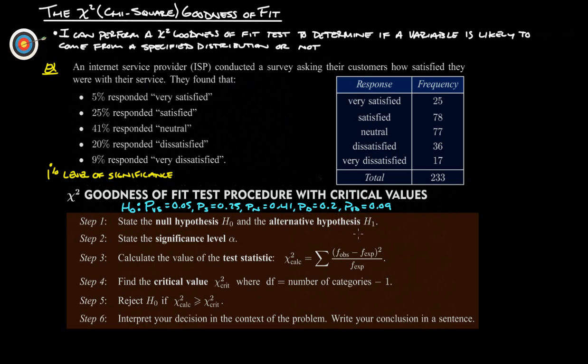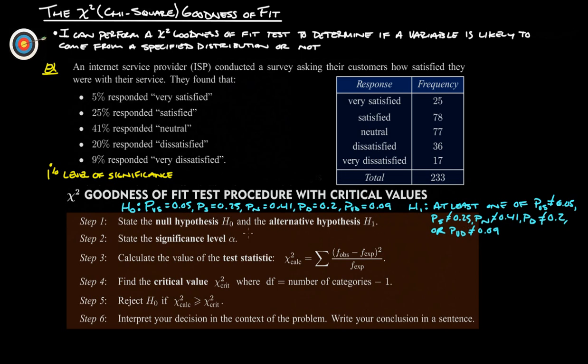Then our alternative hypothesis is that at least one of those percentages does not hold true. We can write it like this: at least one of the probability of very satisfied is not 5%, satisfied not 25%, neutral not 41%, dissatisfied not 20%, or very dissatisfied not 9%. That's the null and alternative hypothesis, which I know is kind of a handful to write, but you don't have to do very many of these.